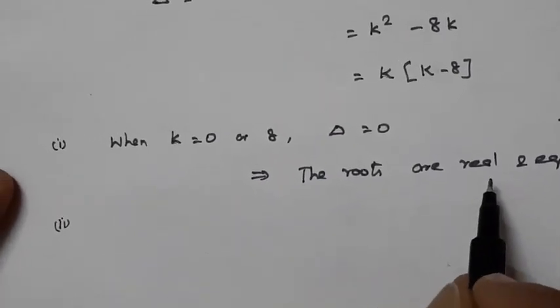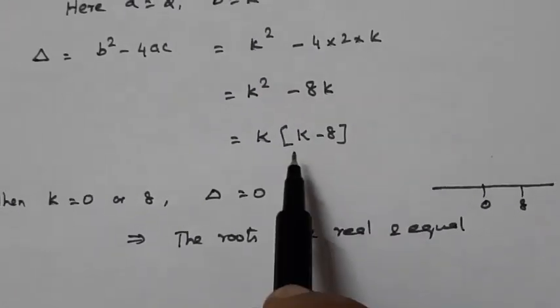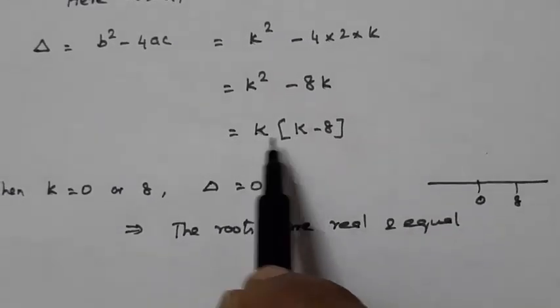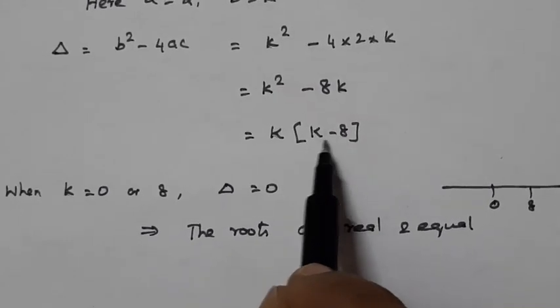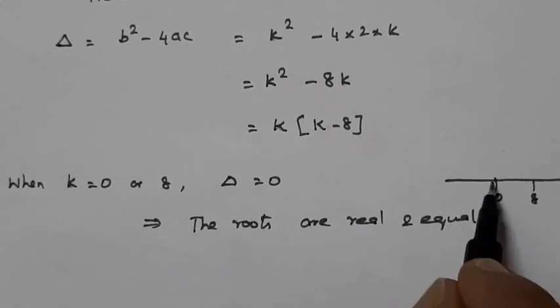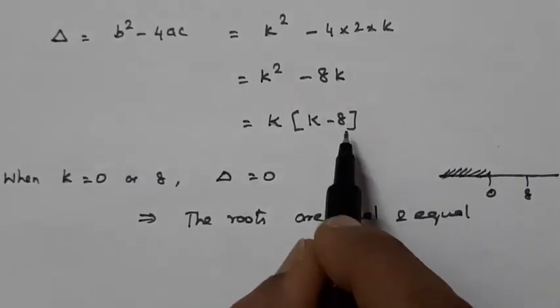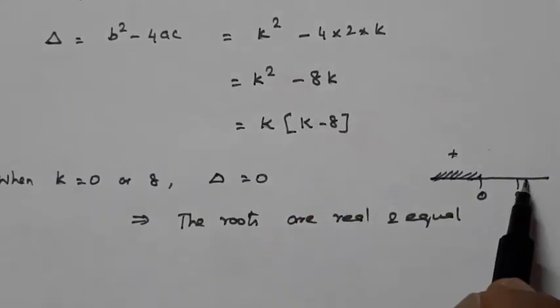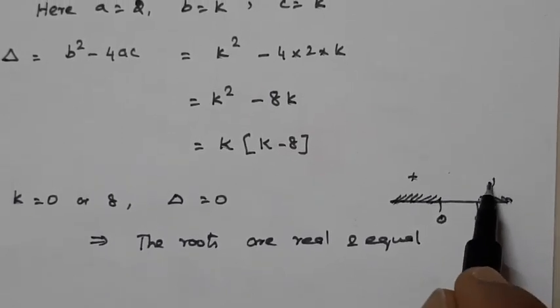For roots to be real and distinct, delta must be positive. So for what values of k must it be positive? See, when k is below 0, that means it takes a negative value. So this is negative and this will be negative. Negative value minus 8 is negative, so negative into negative is positive. So when k takes a value below 0, it will be positive. Similarly, when k takes a value greater than 8, it will be positive into positive, again positive.